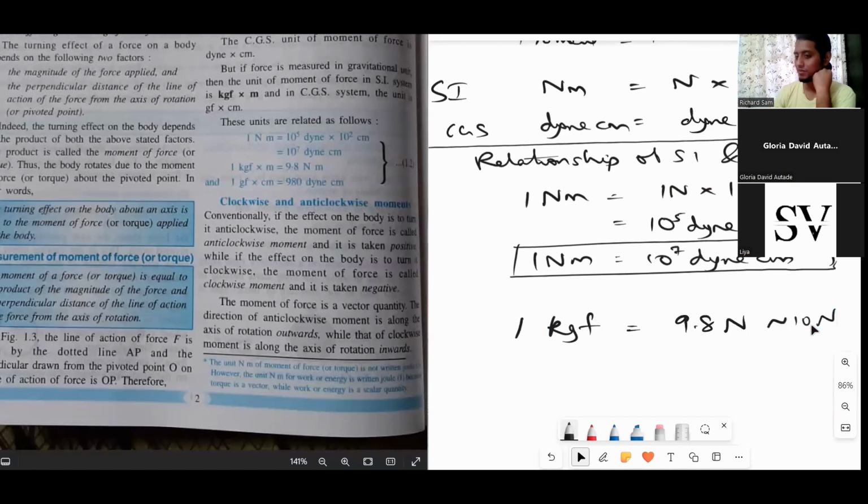55 kgf. 1 kgf is 10 Newton. So to convert kgf into Newton, we multiply by 10. So 550 Newton will be your force or your weight. You understand? So for finding your weight, you can either say in kgf or you can say Newton.